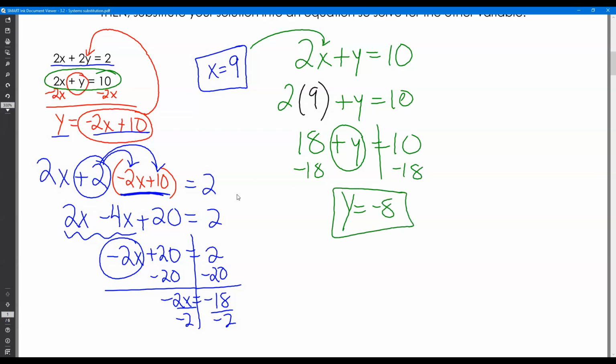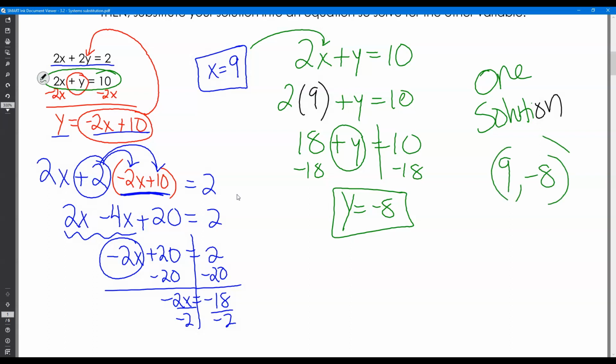All right, now this is what we want. We want to get an x, we want to get a y. So we're going to have one solution, and our point is 9 comma negative 8. This is your solution right there. Because remember, it's always x comma y.